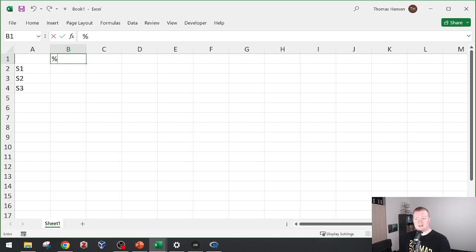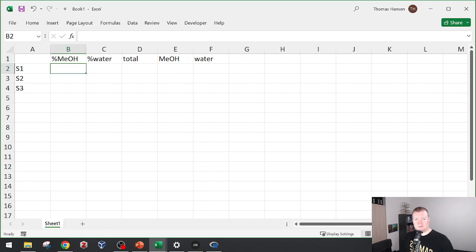I'm going to enter my components. So let's say I have my ethanol, I have my water, and then I have my total mass, my ethanol mass. Oh, sorry, it's actually methanol.